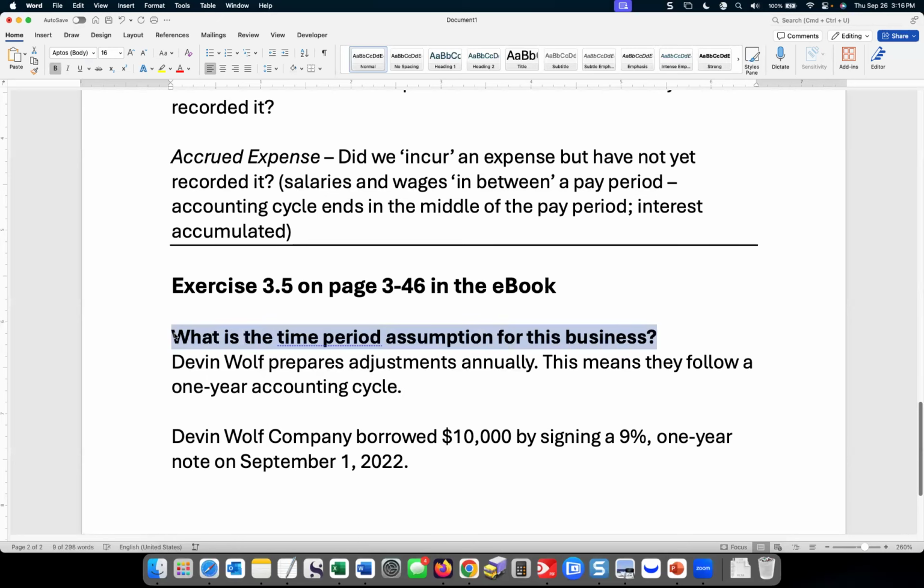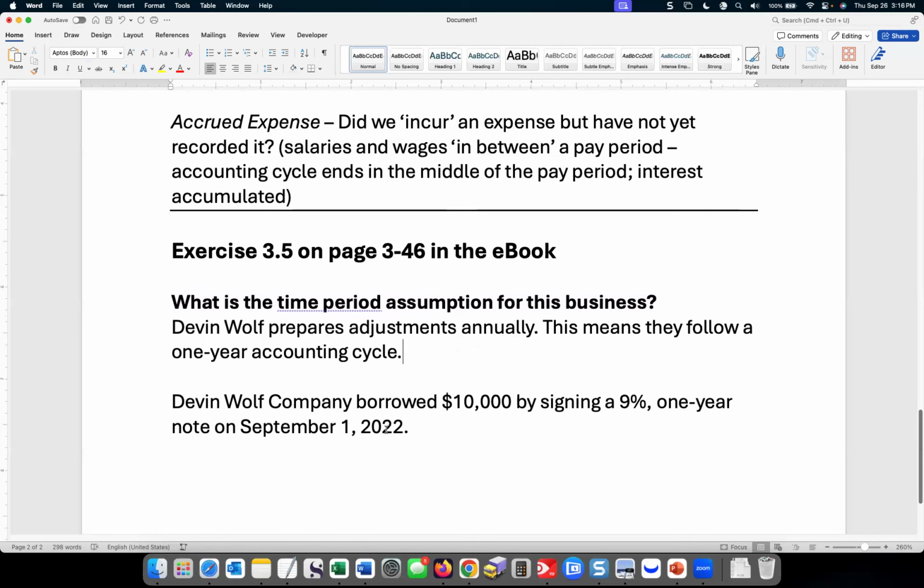Before you do anything, you have to figure out what their time period is, because some of these adjustments are going to rely on the amount of time that has gone by. Some of them won't. And you have to really lock that in. So now that we know our time period assumption is 1 year, or annually, now we can do something with that.